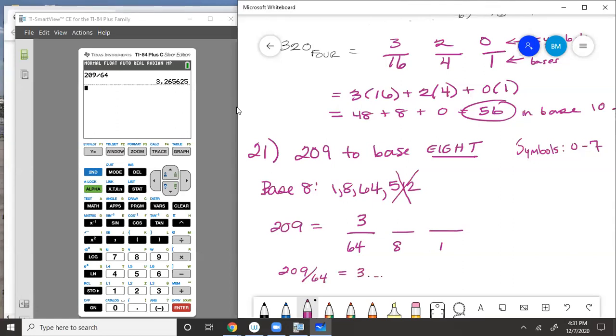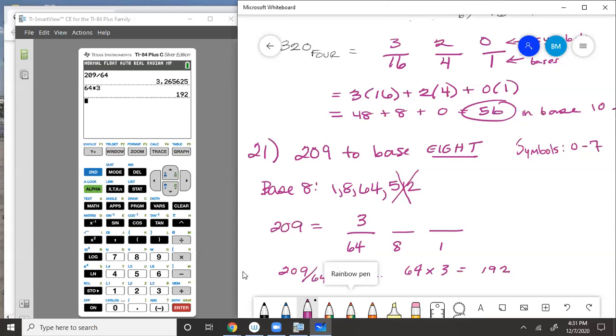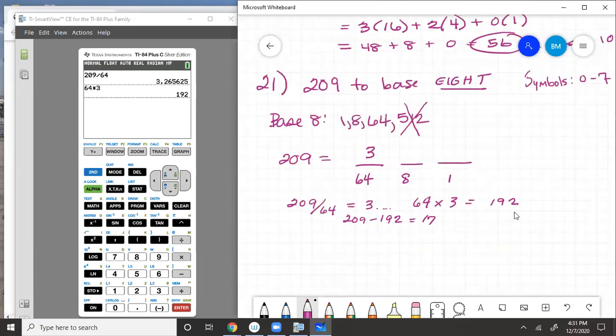Okay. All right. So then 64 times 3 is equal to what? 192. It is 192. Okay, great. Now we're going to subtract from 209. So 209 minus 192 is 17, right? So that's what's left to represent by base 8, right?